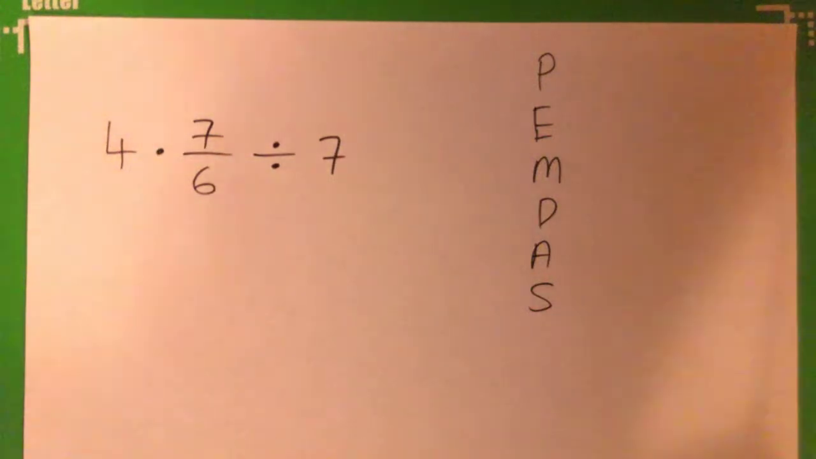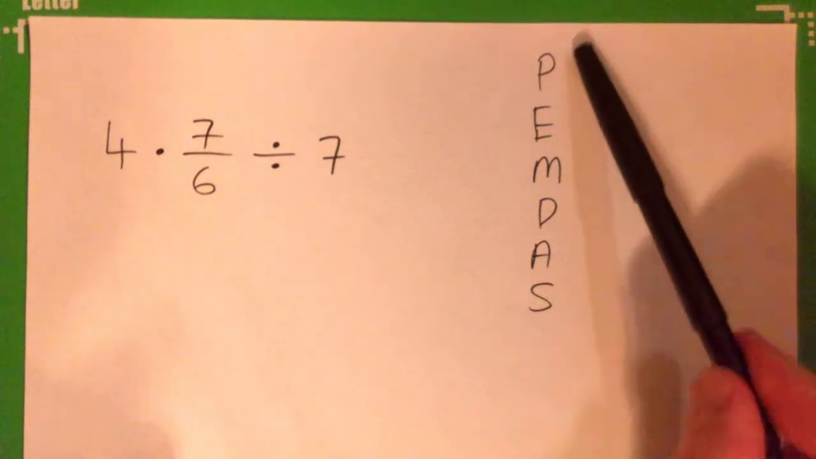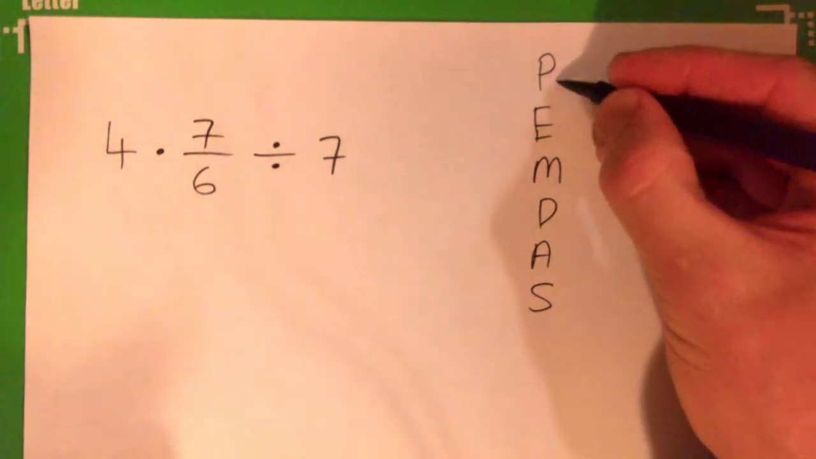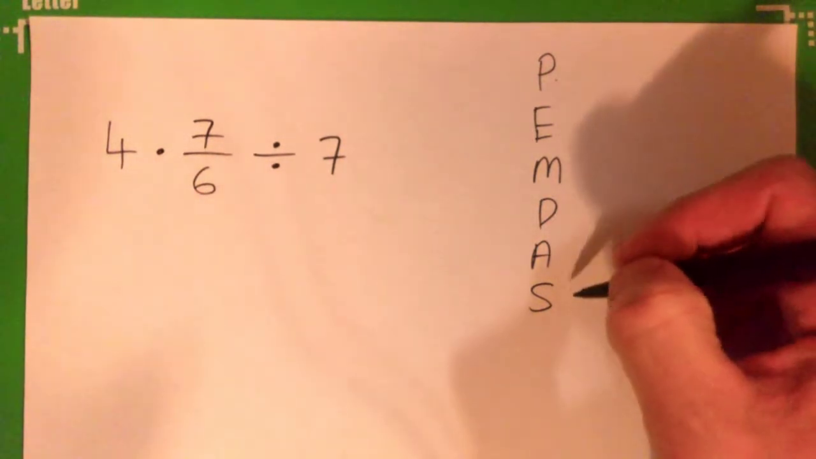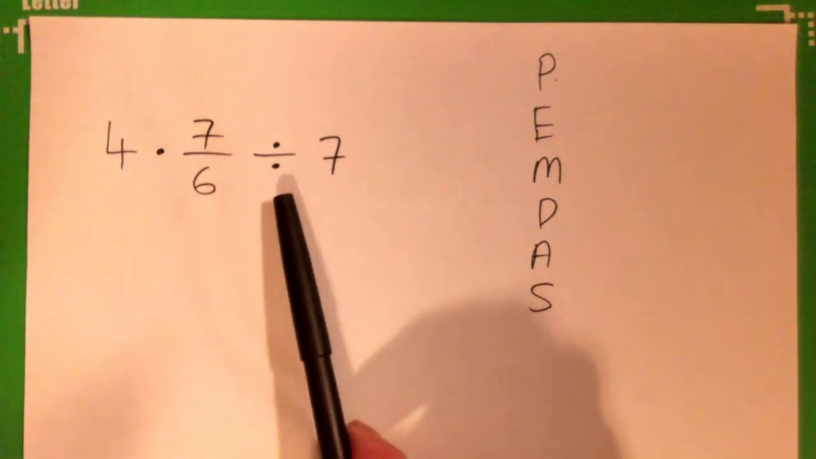This one is 4 times 7/6 divided by 7. And it should follow the order of operations, PEMDAS. So we start with parentheses, then we do exponents, then multiply or divide from left to right, then add or subtract. So what operations have we got going on here?